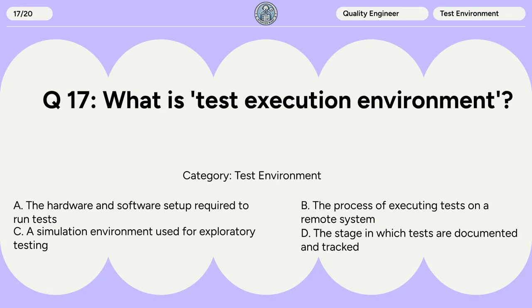Question 17. What is test execution environment? A. The hardware and software setup required to run tests. B. The process of executing tests on a remote system. C. A simulation environment used for exploratory testing. D. The stage in which tests are documented and tracked.